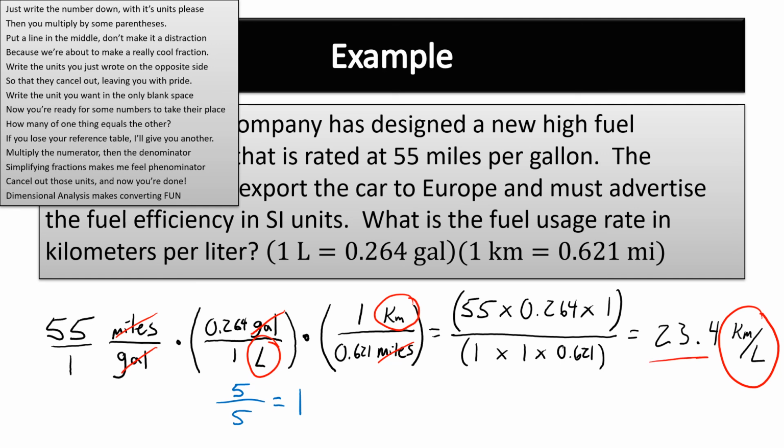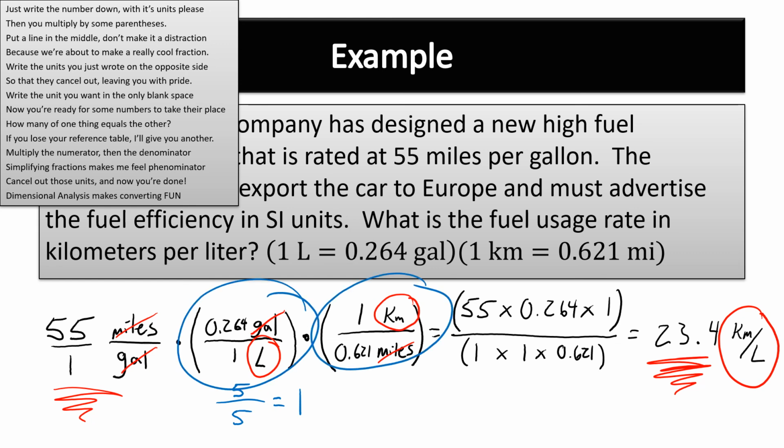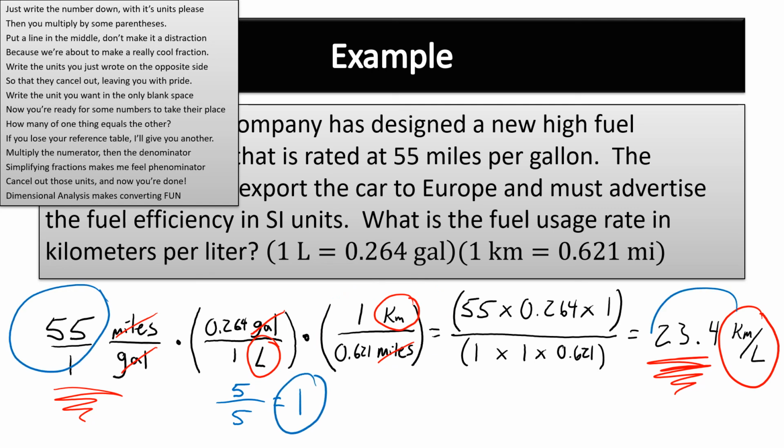But this amount, the magnitude is the same as this amount. 55 miles per gallon is equal to 23.4 kilometers per liter. Because even though we're multiplying by stuff, the magnitude, the size of that stuff is equal to 1. So you're not changing the value, you're changing the units. And that's why this process works. So that's pretty cool.